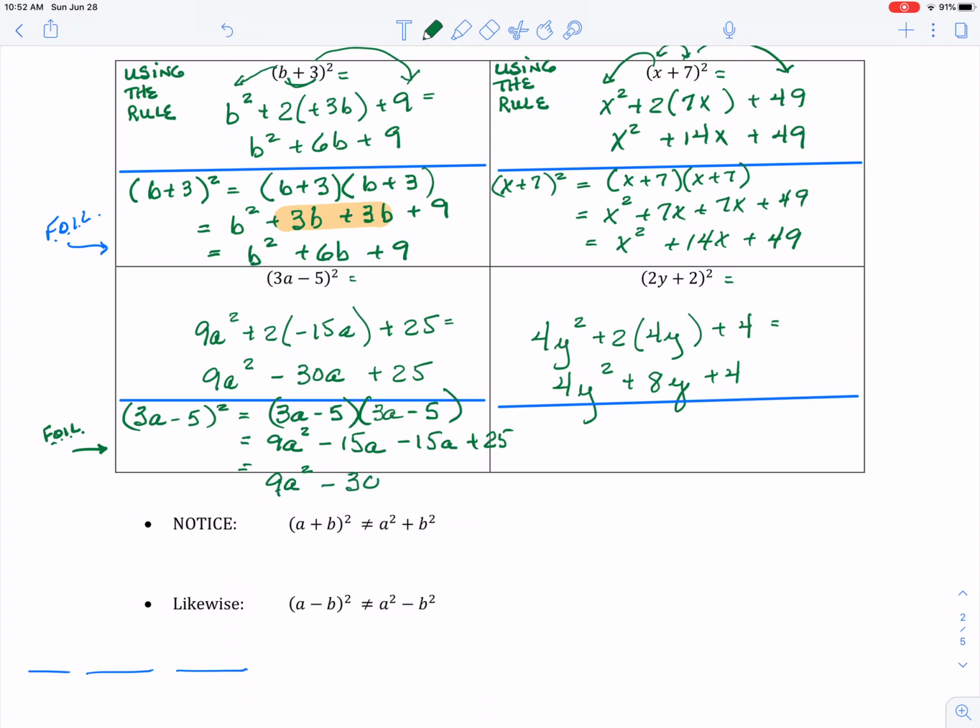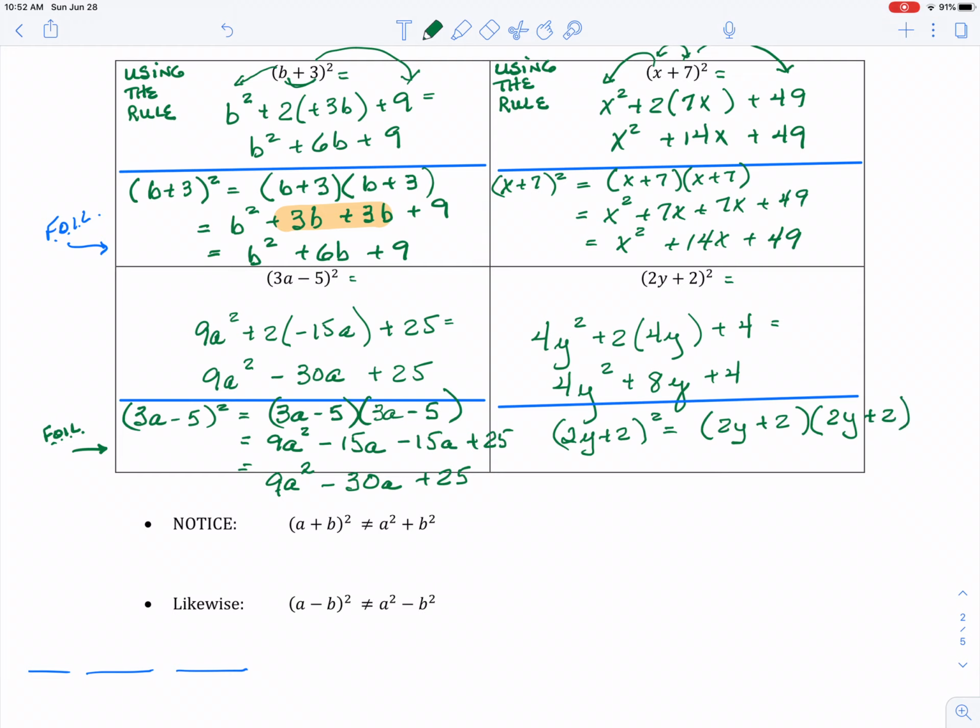And here's the doubling of the minus 15a and the minus 15a to get minus 30a. And then here's the plus 25 on the end. Let me do that squared so it shows up a little bit better there. All right, and then the last one is 2y plus 2 quantity squared, or binomial squared. And again, that means that we write it down twice as a multiplier.